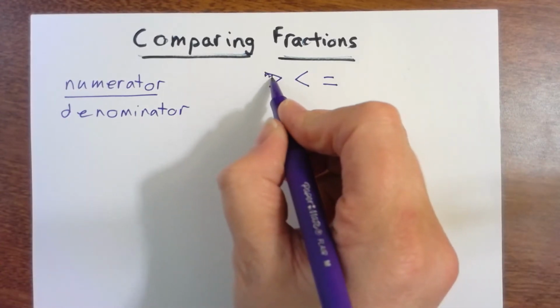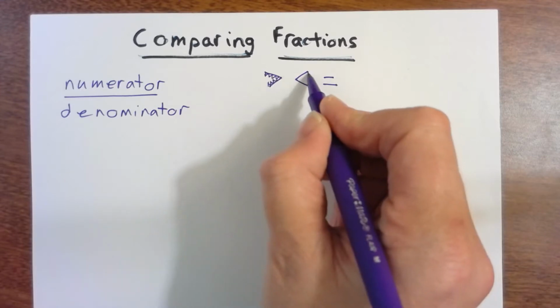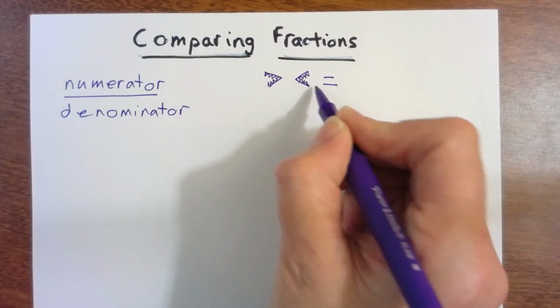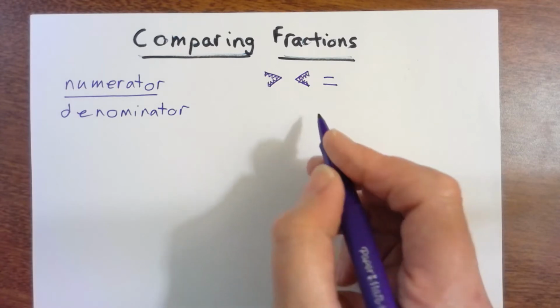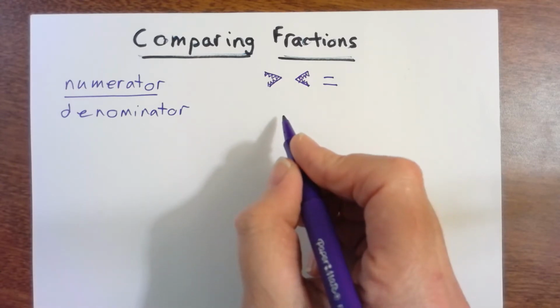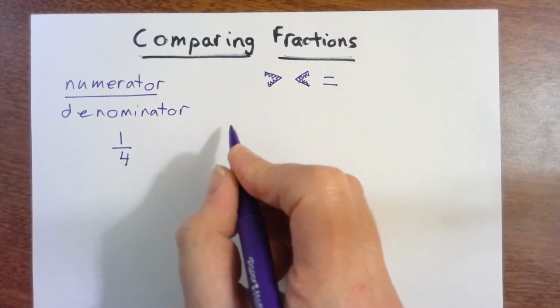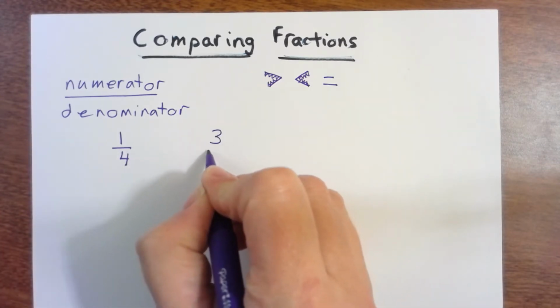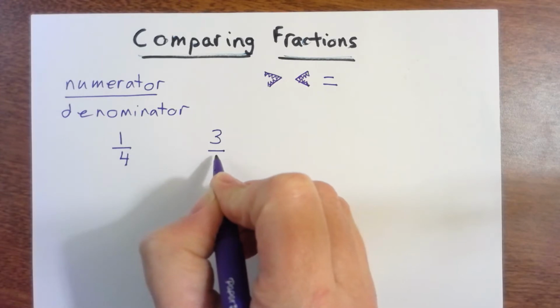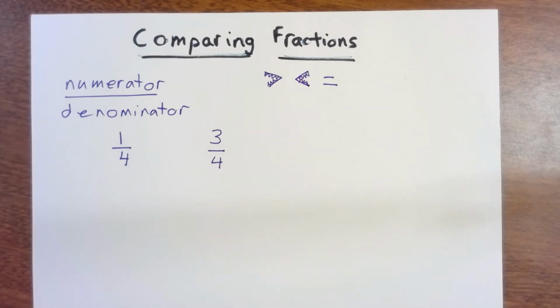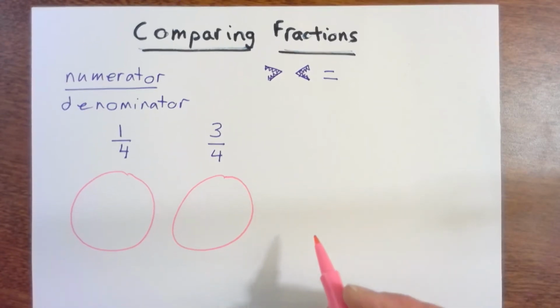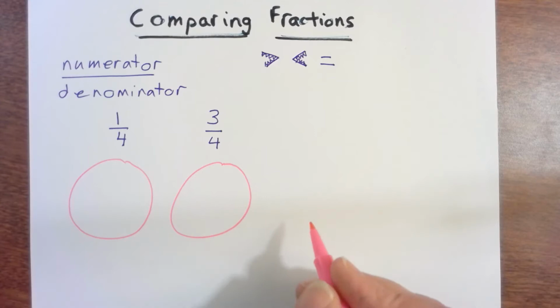Remember, with a greater than sign, we've got an alligator chomping at the big number. So he's trying to eat the big number. Okay, so we have 1/4 and 3/4. Okay? And I want to draw circles with this one. So we're just going to draw circles because it's much easier to do fractions when you look at a picture.